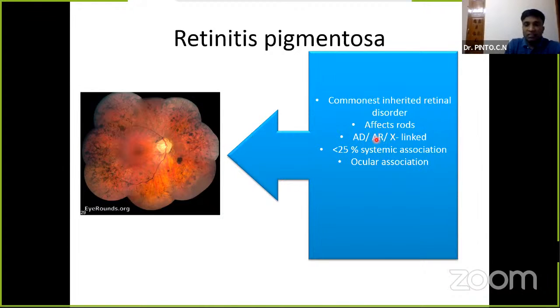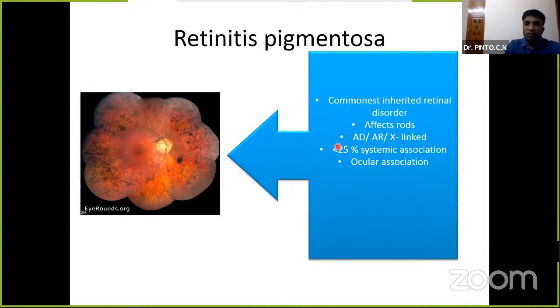Next is the autosomal recessive. In comparison to autosomal dominant, it's slightly more severe, but it has a little bit earlier presentation. But out of the three, the most severe form is the X-linked one. X-linked type of retinitis pigmentosa is known to cause a very severe loss of vision. Along with that, the patient will have a very early presentation.